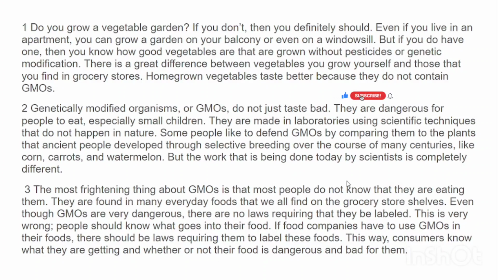But the work that is being done today by scientists is completely different. The most frightening thing about GMOs is that most people do not know that they are eating them. They are found in many everyday foods that we all find on grocery store shelves. Even though GMOs are very dangerous, there are no laws requiring that they be labeled. This is very wrong. People should know what goes into their food. If companies have to use GMOs in their foods, there should be laws requiring them to label these foods. This way, consumers know what they are getting and whether or not their food is dangerous and bad for them.